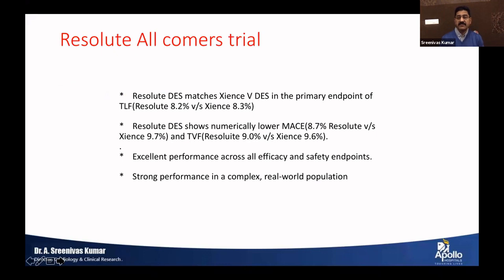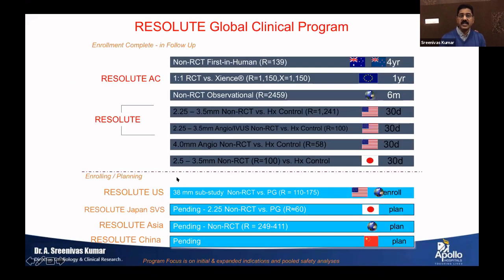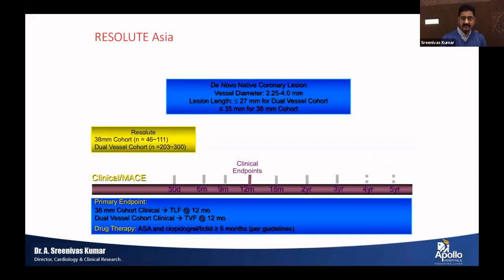Then, at the same time when the Zynes platforms were going on, Resolute Medtronic was also doing active work. The Resolute drug-eluting stents were again being tested with Zynes platforms, and both of them did perform well, even in complex scenarios. Resolute multi-center trials were done in the US, Japan, Asia, China, India, and had long-term good results on this platform.